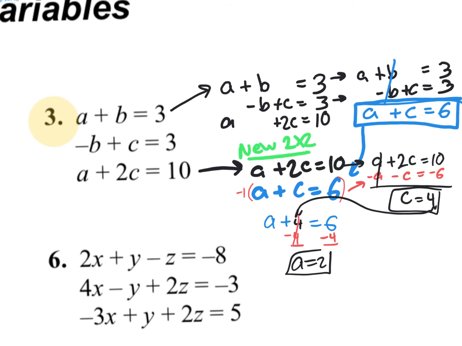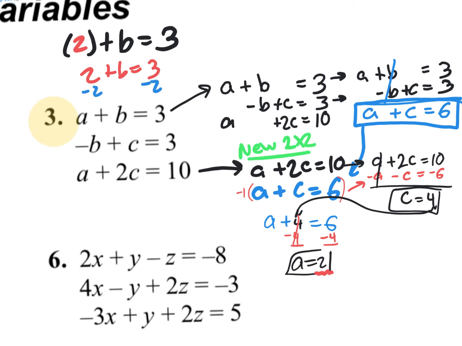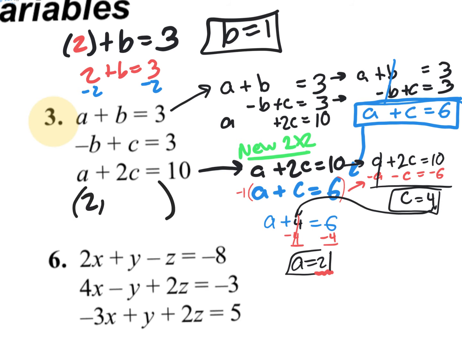Top one says A plus B equals 3. Now I put a parenthesis there because A is 2. So I put a 2 right there. So I really have 2 plus B equals 3. Subtract 2. We now know that B equals 1. So we have our ordered triple answer, 2, 1, 4.